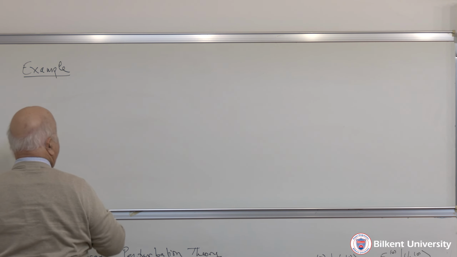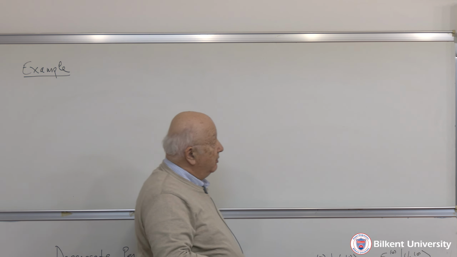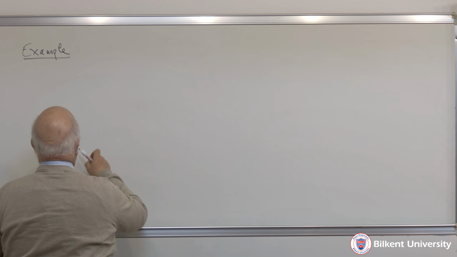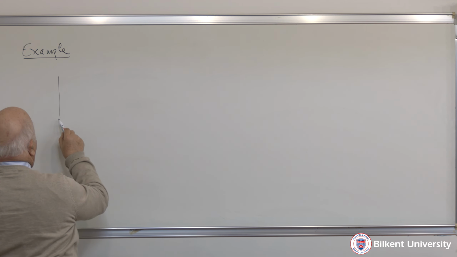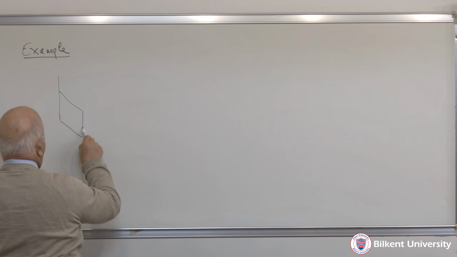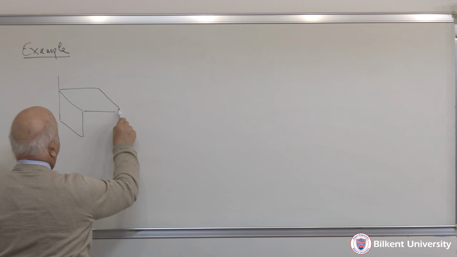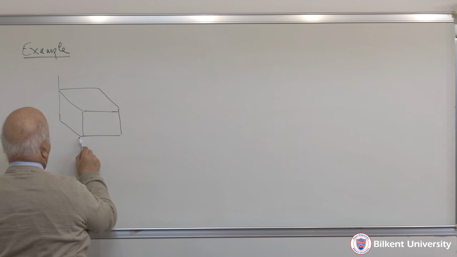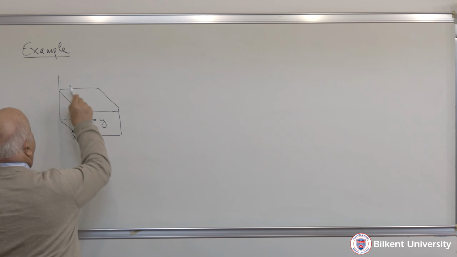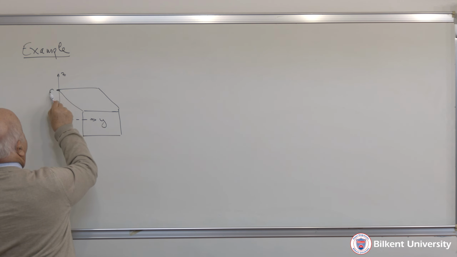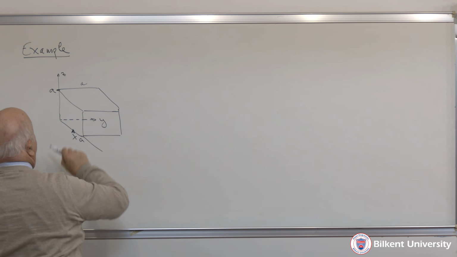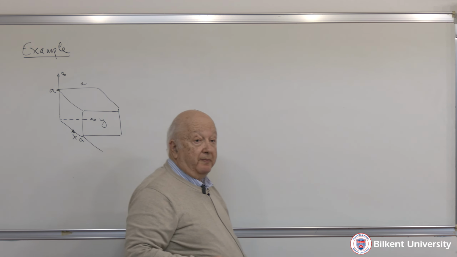Okay, so let's create a problem in which we have some degenerate states. That will be a particle in a box. Suppose I have a cubic box, and I'm going to put it at the origin so that I have these X, Y, and Z coordinates. It's A by A by A, so it's a cube of size A.